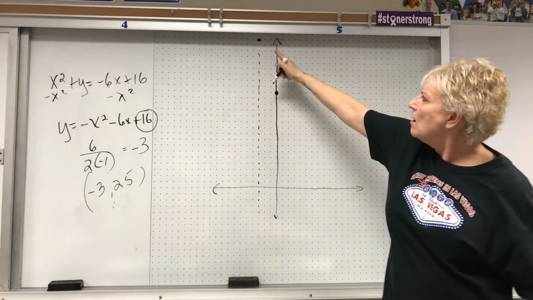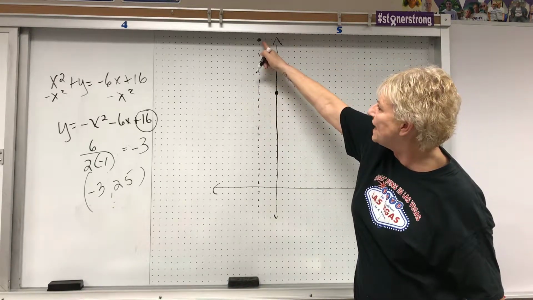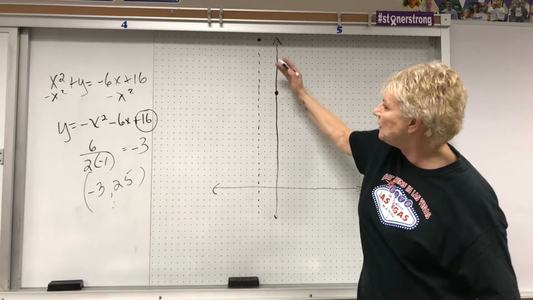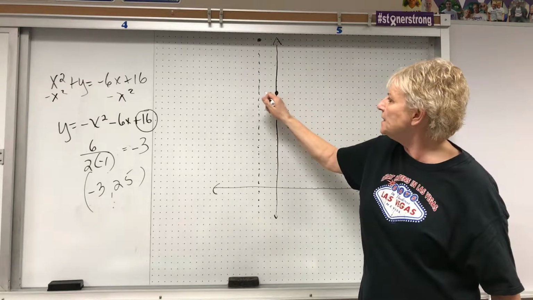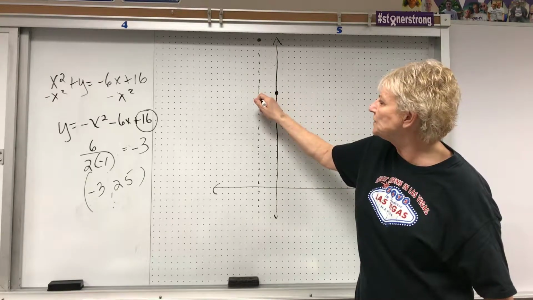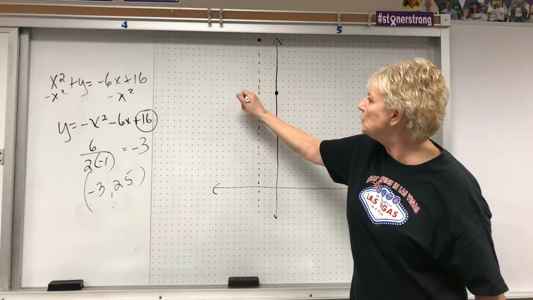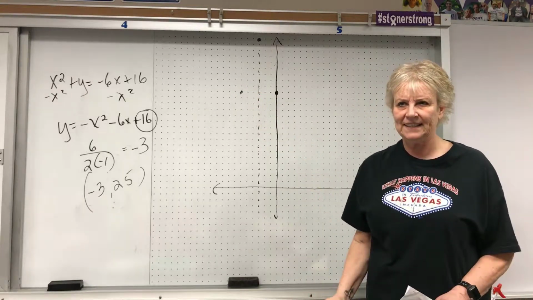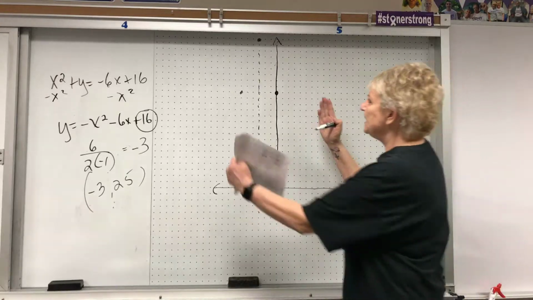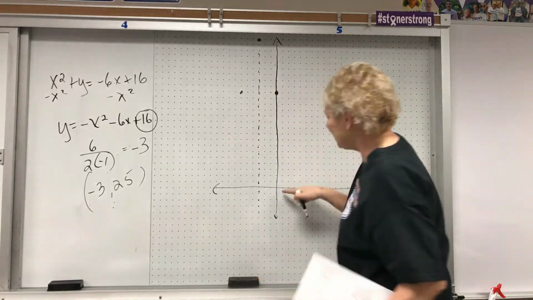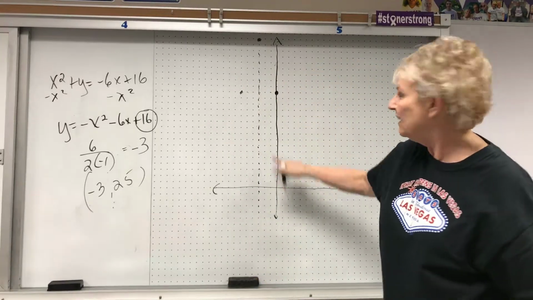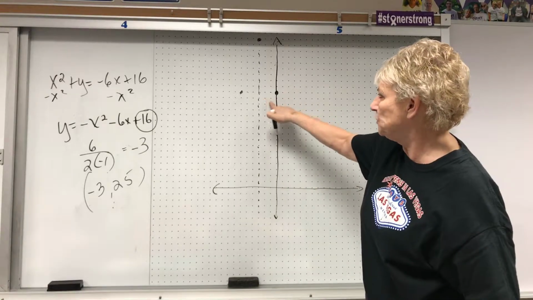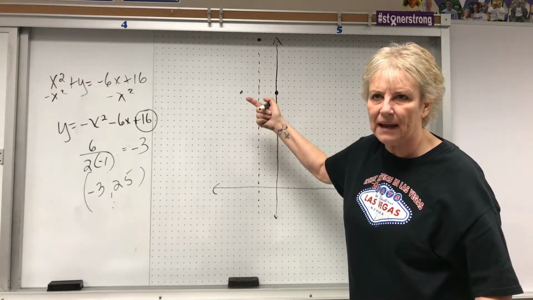So now we have a vertex. We know it's upside down. 1, 2, 3 away from the axis of symmetry. 1, 2, 3 away. All we got to do is get one more point. Now, since this thing is getting bigger, I chose 1. But you can choose any number here. It doesn't make any difference.